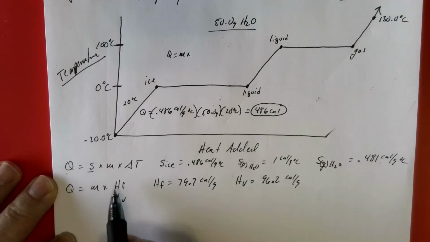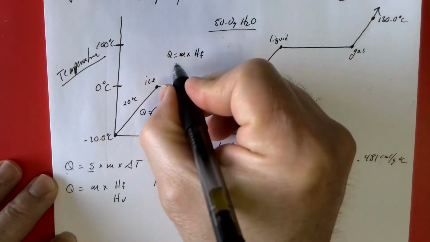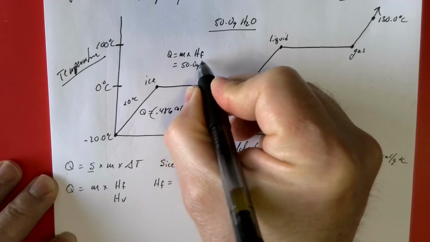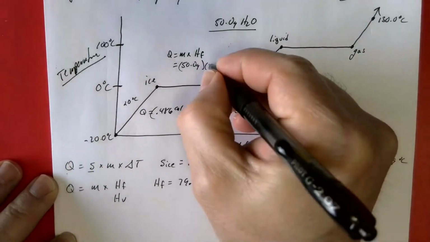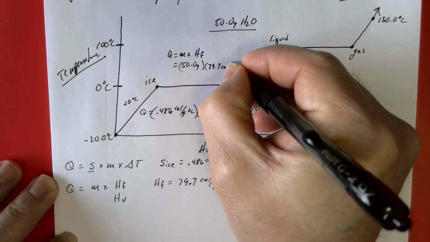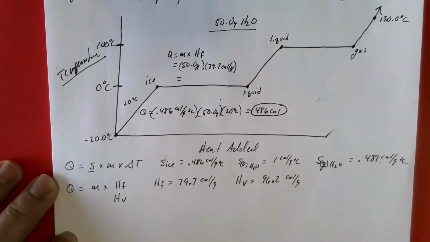Nobody knows which one of these I'm going to use? Use H of F. I'm going to use H of F because this is fusion, right? Heat of fusion. So that's going to be my mass again, 50.0 grams, times my H of F, which I told you was 79.7 calories per gram. My grams go away, and what's my answer?